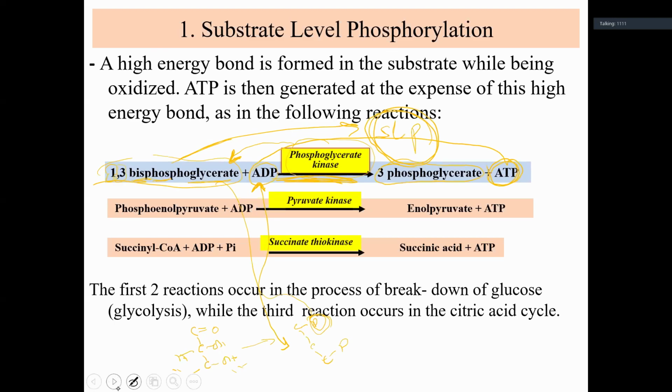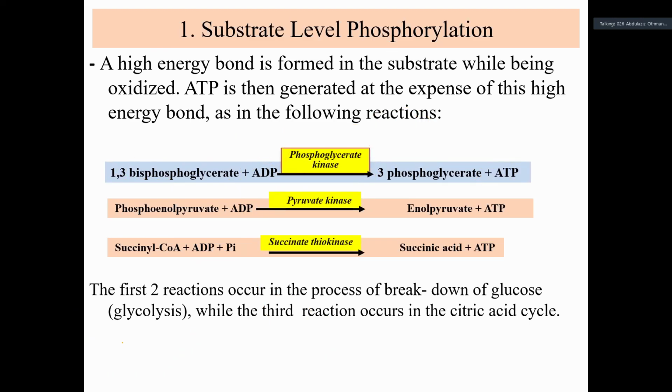Clear? Another example: phosphoenol pyruvate. Pyruvate is a 3 carbon compound. It has an enol group and 1 phosphate group.